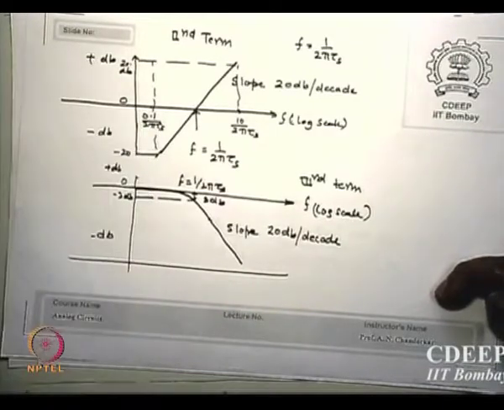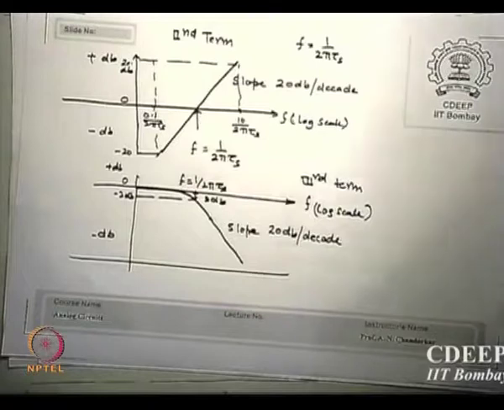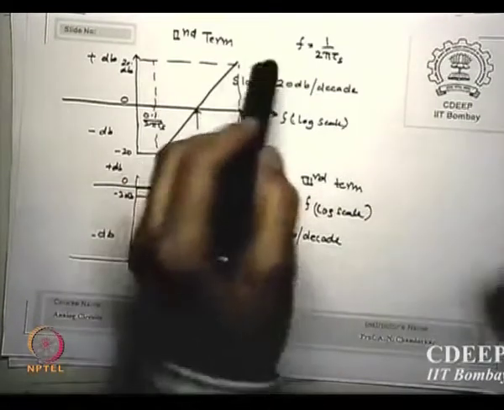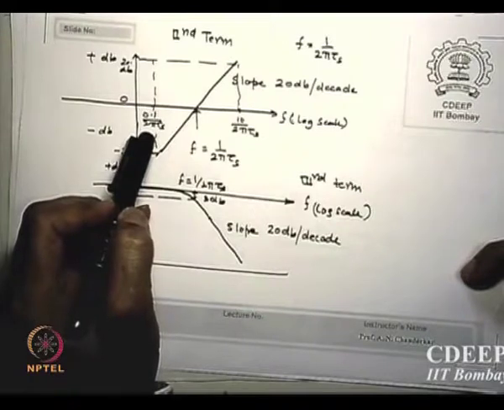But I take another value on the other side. At 0.1 upon 2 pi tau s, that is 1/10 of that value. So again, 1/10 means how much? Minus log 10 means how many dBs? Minus 20 dBs. Is that clear? If 0.1 means 1 by 10, 1 by 10 means minus log 10.